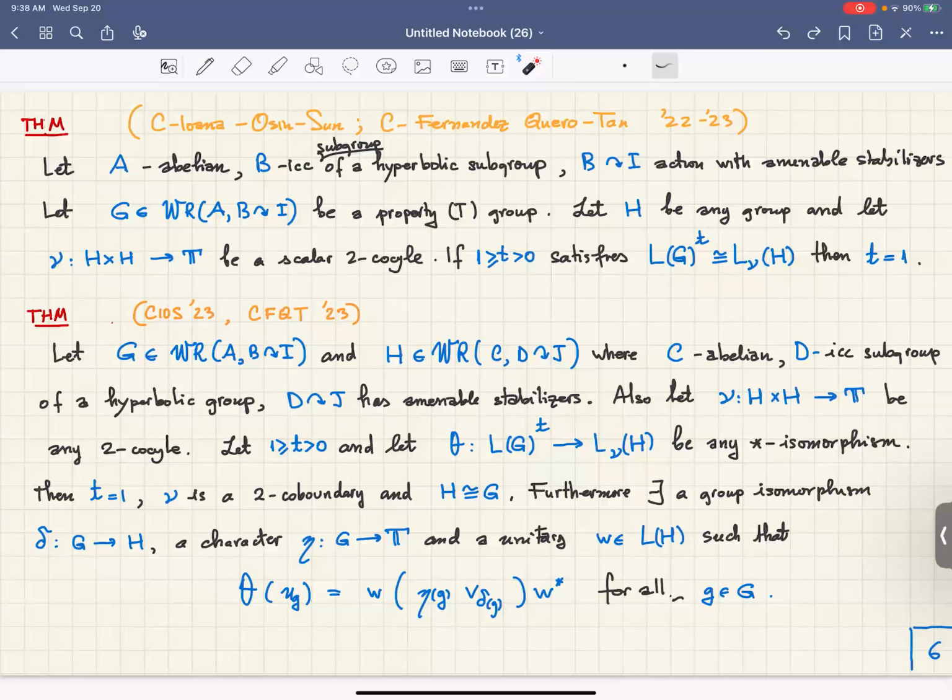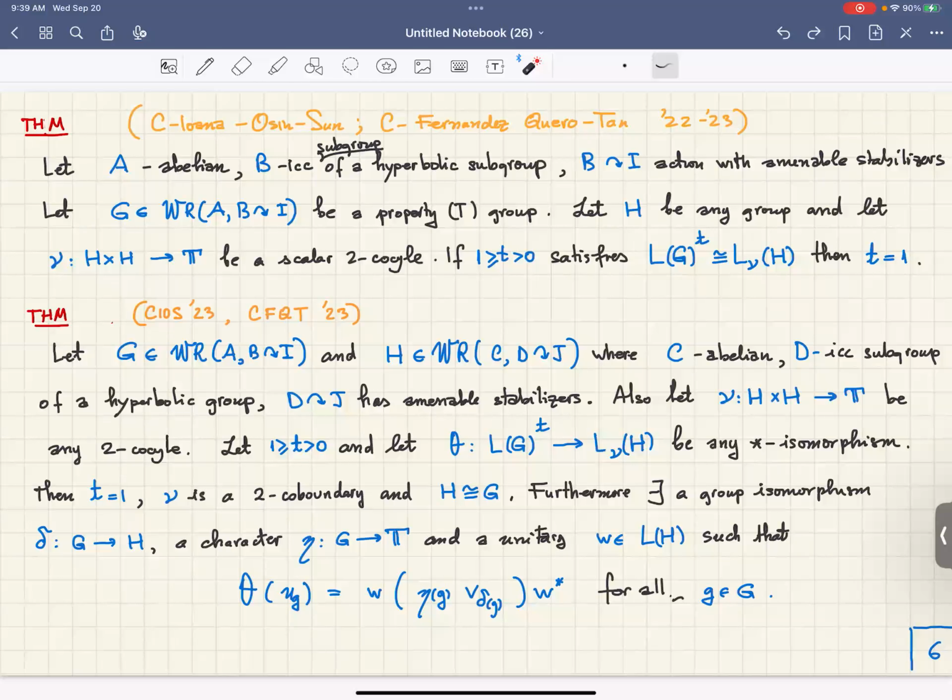So this is what this result says, okay? That's number one. Number two, we can actually push this further, and we can classify isomorphisms between wreath-like product groups. So for example, if you take two wreath-like product groups G and H, both of them with essentially the same conditions: that A is abelian, B is ICC, and the action has amenable stabilizers.